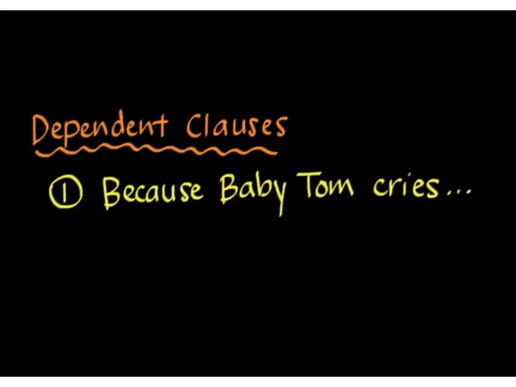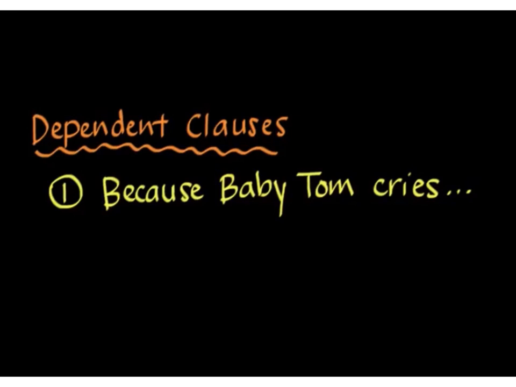Think of a dependent clause as a cliffhanger. Like you just don't have enough information there. Because baby Tom cries, well, what happens because baby Tom cries? You need more information there. Now, if you attach an independent clause to this, then you would have a complete sentence, and then you'd find out what actually happens. That would give you a complete thought.